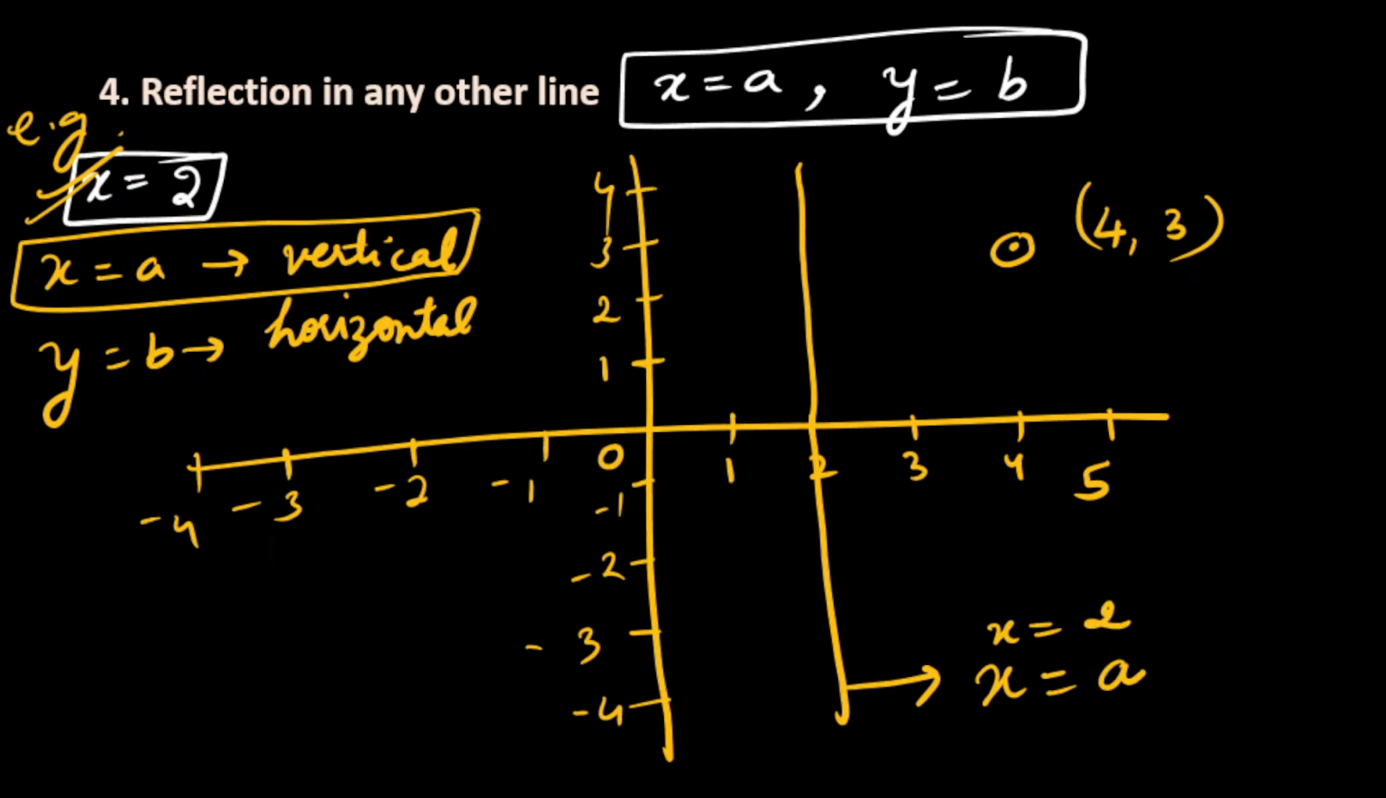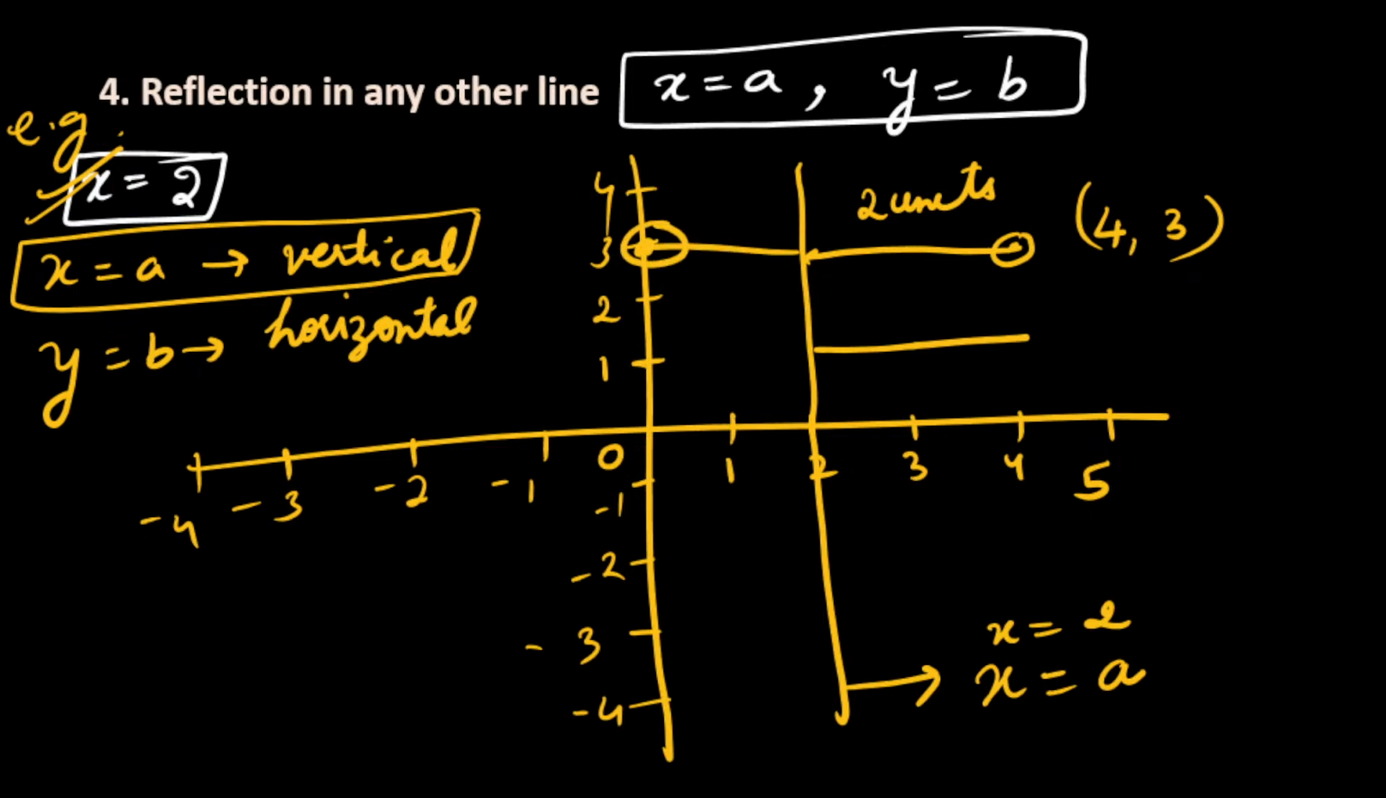So what will be its point of reflection? You just have to count what is the distance of this point from this line. It is 2 units. How can you see? 1, 2. So 2 units on that side, its image will be formed. If I say 2 units that side, it will be at this point.